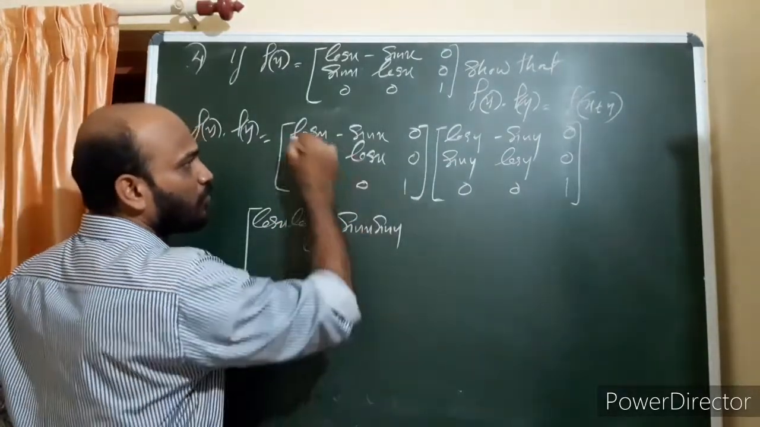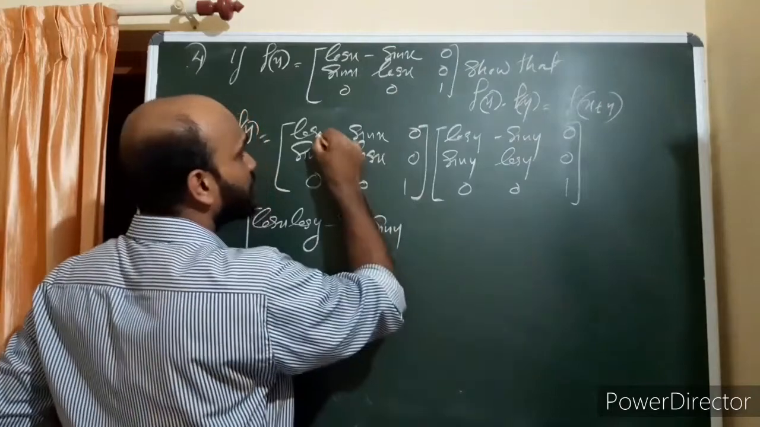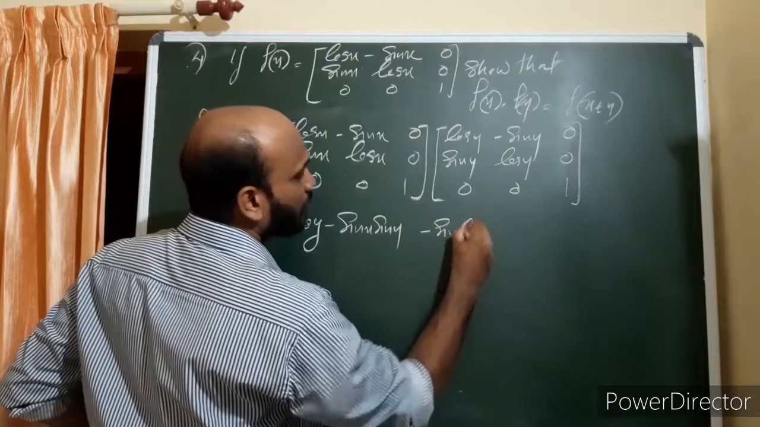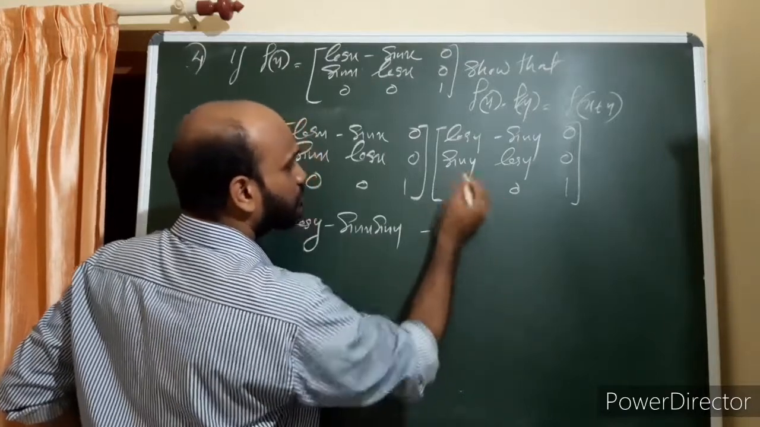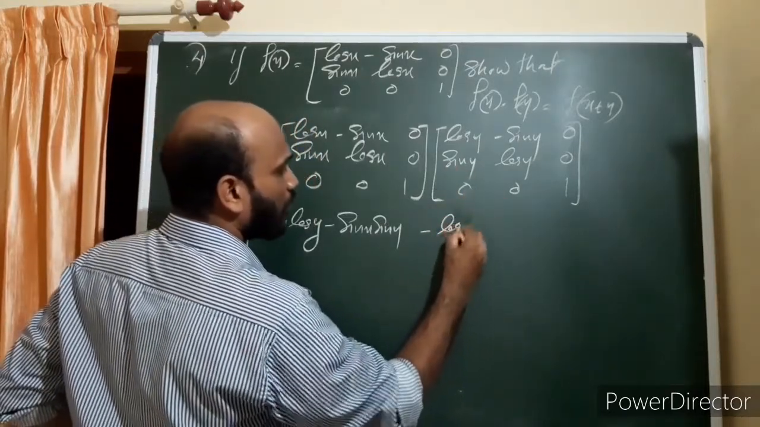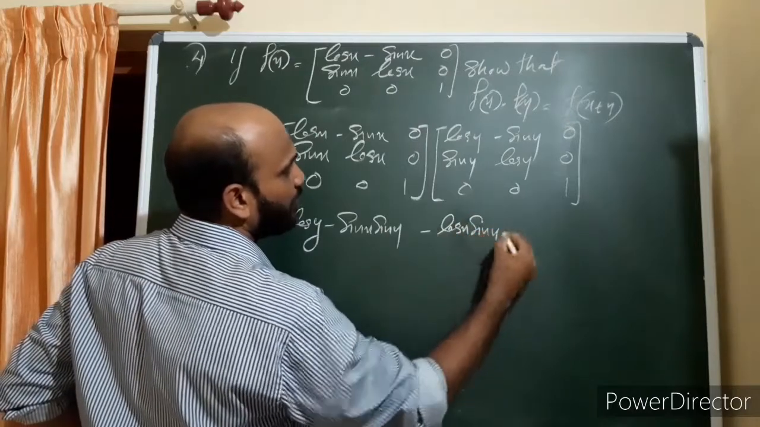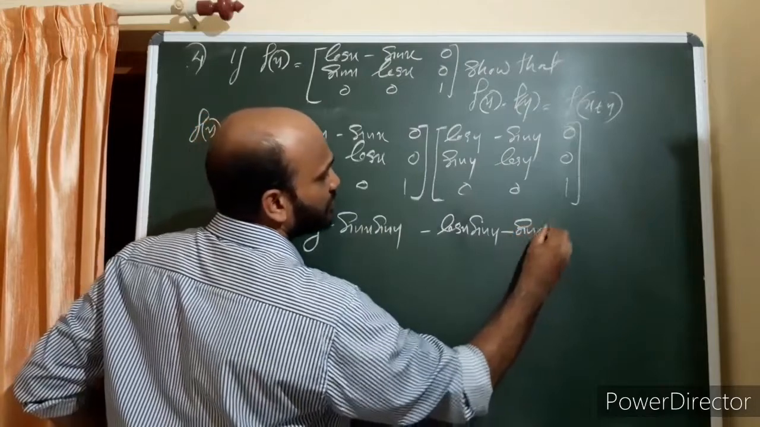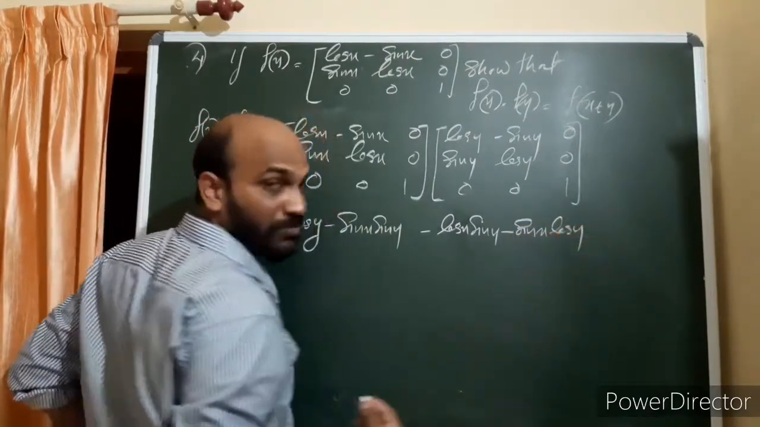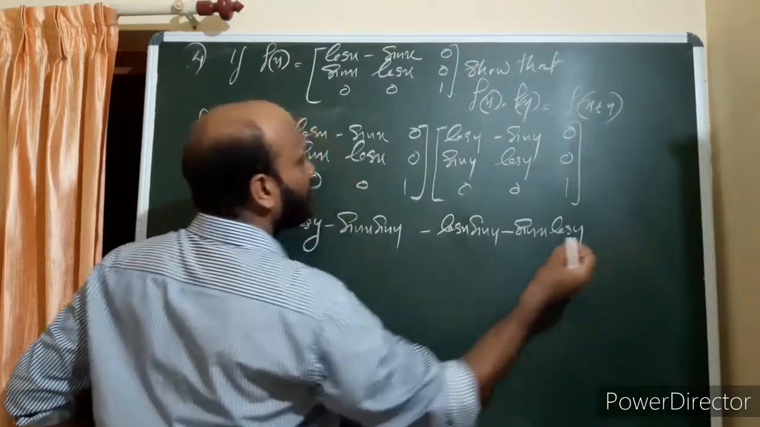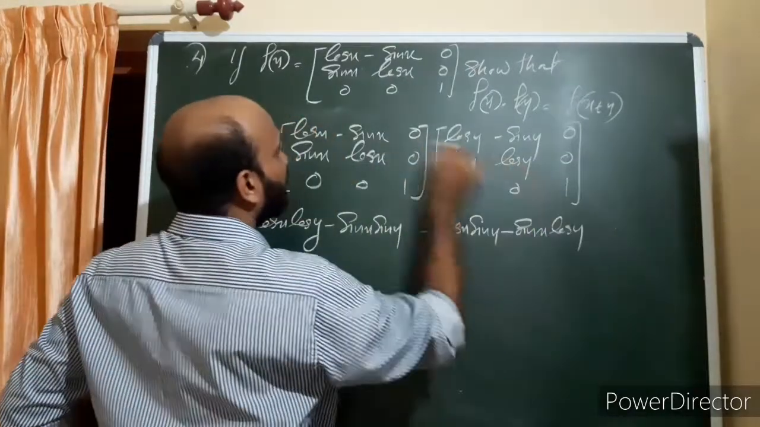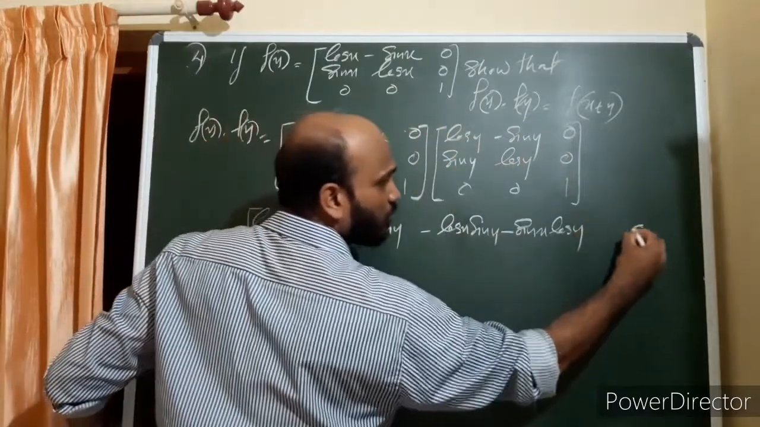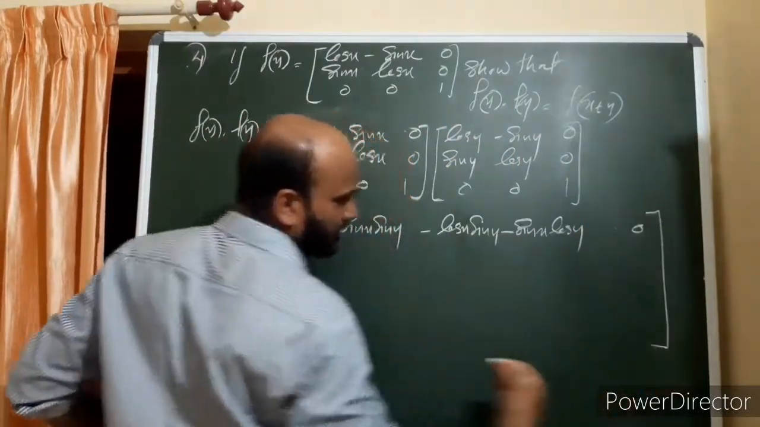Now A12, first row, second column: that is cos x into minus sin y, minus cos x sin y, then minus sin x into cos y, minus sin x cos y, we will get. Then A13, first row, third column: cos x into 0 is 0, minus sin x into 0 is 0, 0 into 1 is 0. So A13 will be 0.